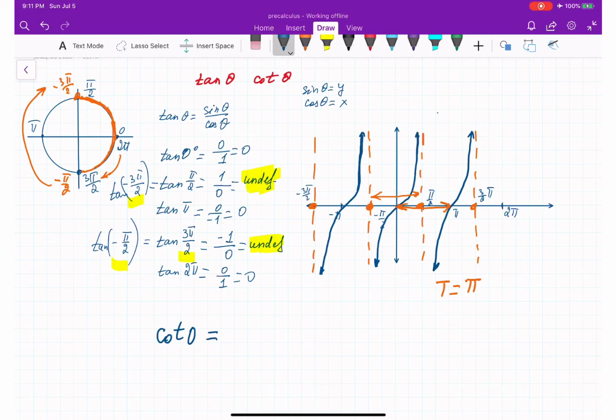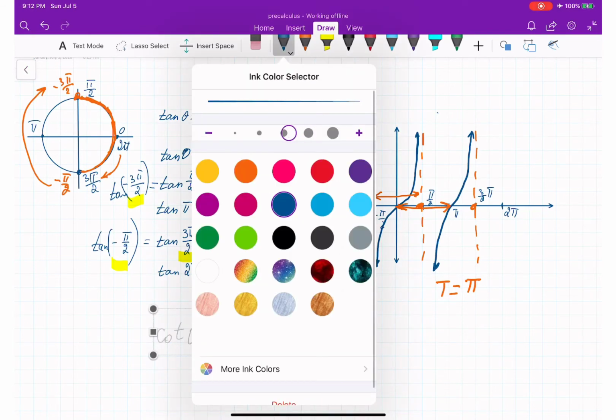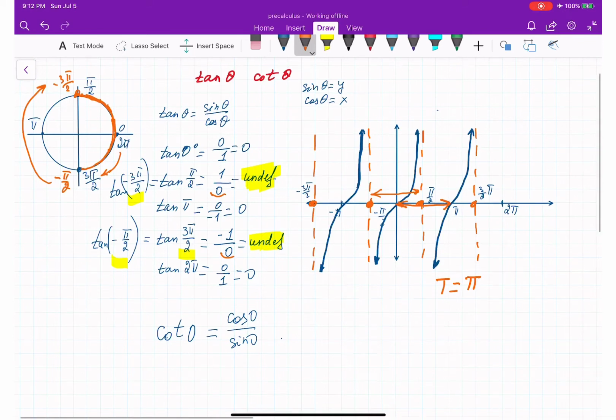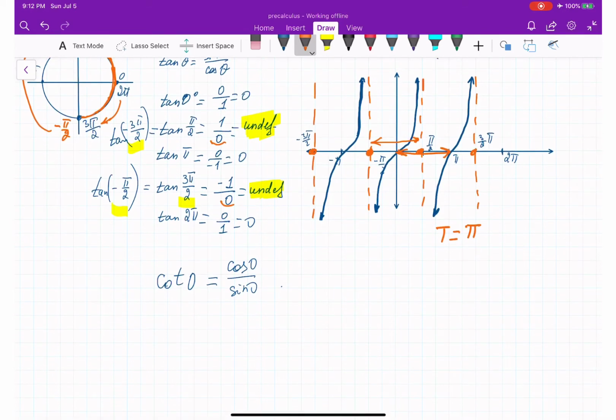Cotangent 0 is going to be cosine 0 over sine 0. Okay, this is too thick, let me make it thinner. One thing I want to note is pay attention here: tangent is undefined when cosine is 0, because it's a denominator. Which means for cotangent, we have to look for when the sine of the angle is 0. That's when it's going to become undefined, because we will have to divide by 0.